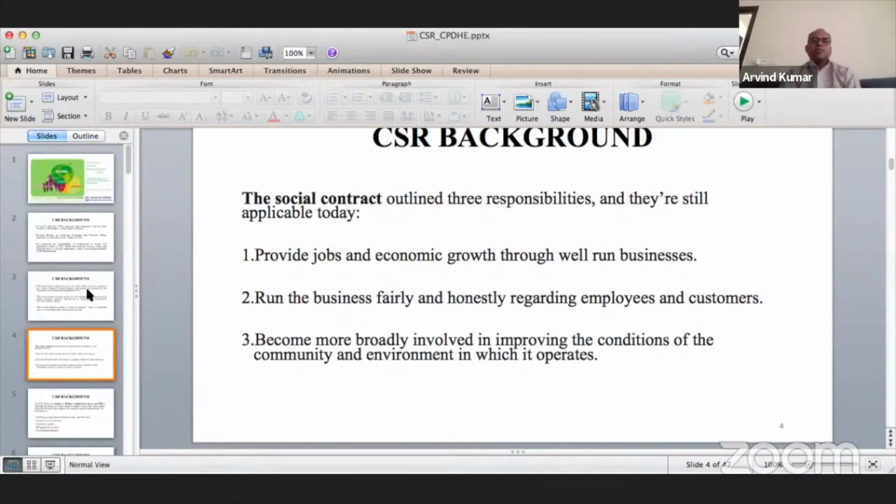So one of the objectives of the social contract is providing jobs and economic growth. Second is to run the business fairly, which is very important. Whenever you are operating any business, you have to operate with utmost fairness and honesty. The idea of fairness is that whatever the compliances required by the state government or the union government, you have to operate your business with utmost fairness and honesty as well.